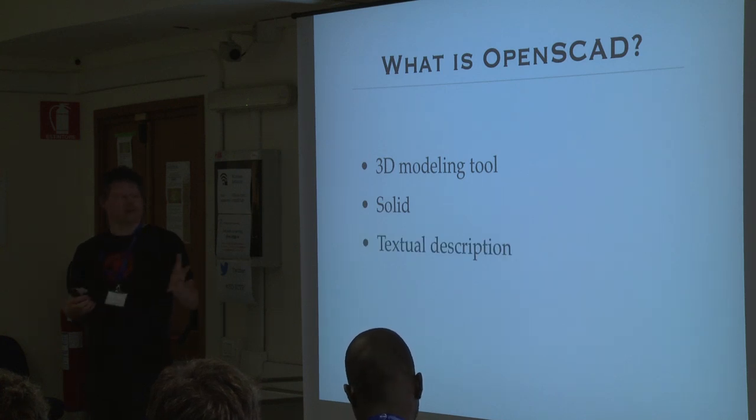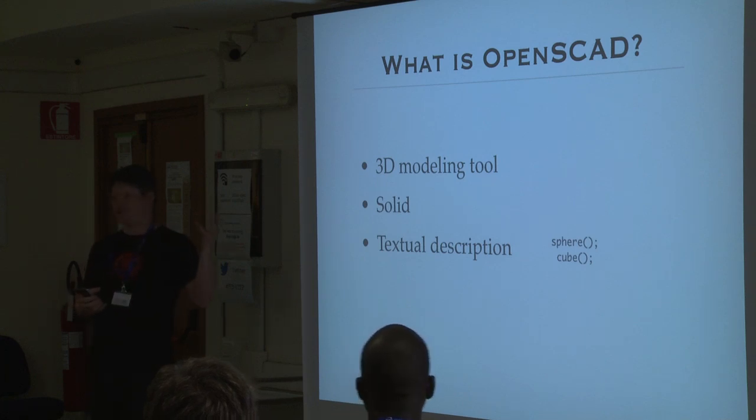Instead of using the mouse to draw objects and sculpt things, we use a textual description. So you actually write source code to create your model. If you want a sphere, you write sphere. If you want a cube, you write cube, and you will get exactly what you write.